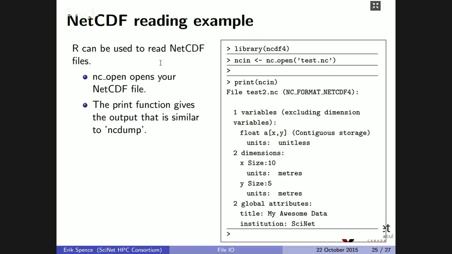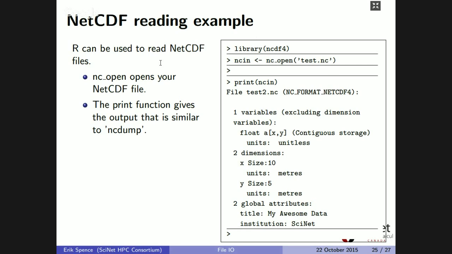This is how you read it. Once you've created your file, got your NetCDF file, open. Print will do essentially what ncdump did from the command line. It's just going to print a summary of what this file has in it. So we've got A of dimensions X and Y. It's unitless. We've got X and Y, units meters, and some attributes. It's in NetCDF format 4.